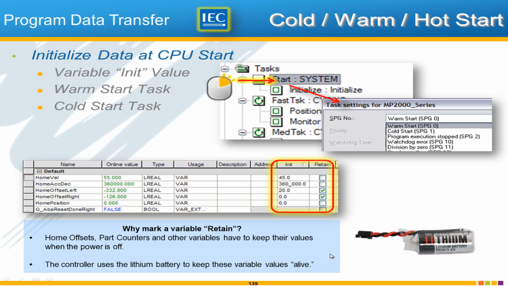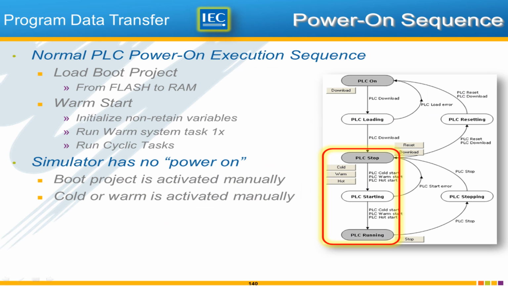And just so you know how this happens in our MPI-EC controllers, there's a little battery in the controller, and that 3.6 volt lithium battery is powering the RAM and saving the values of those variables that are marked retain.